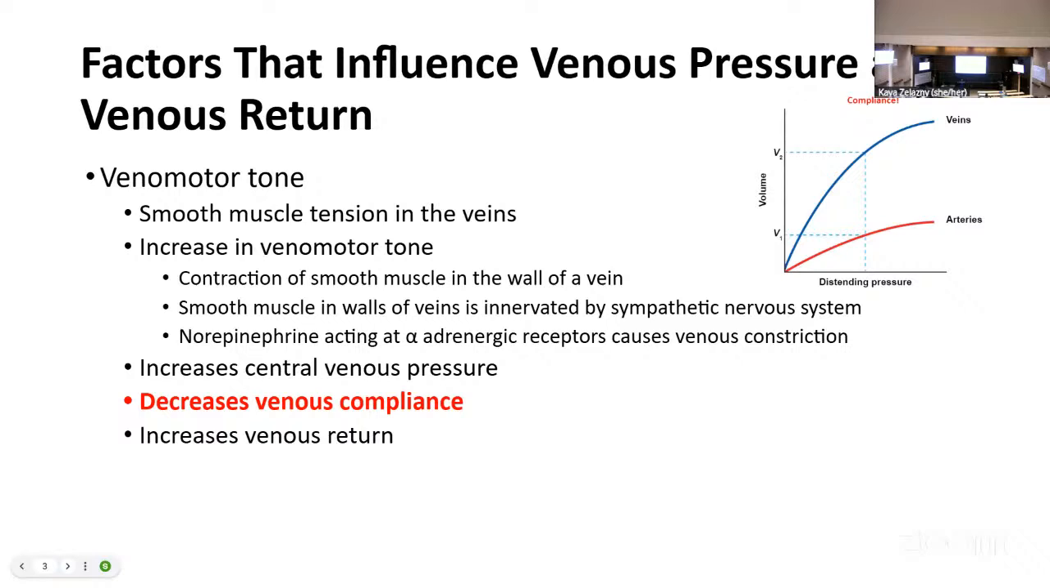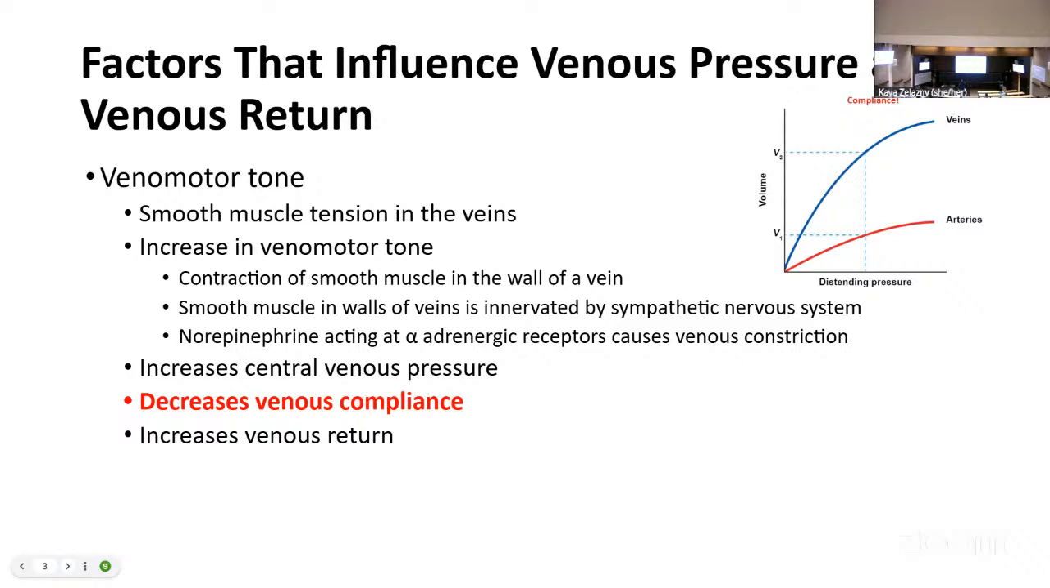However, if you change the smooth muscle around a vein, you're basically changing the tension in the wall, right? So you're changing how tense the wall of a vein is. Usually it's all big and baggy and floppy. That's that high compliance. So when we say increase in venomotor tone, we're talking about a little more tension in the wall of the vein because we have a little bit of contraction of that smooth muscle. And this happens through activation of the sympathetic nervous system.